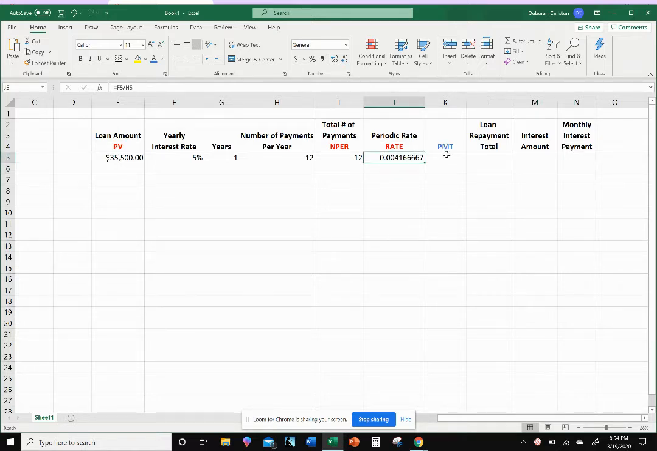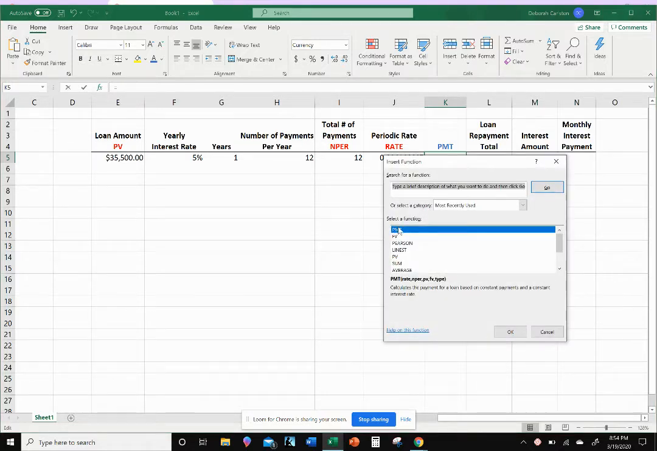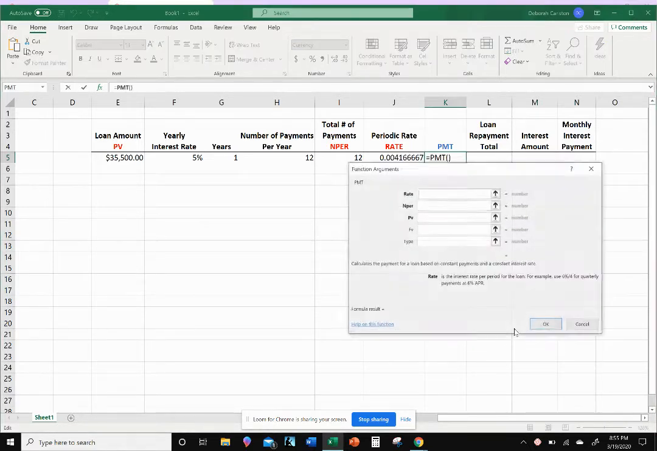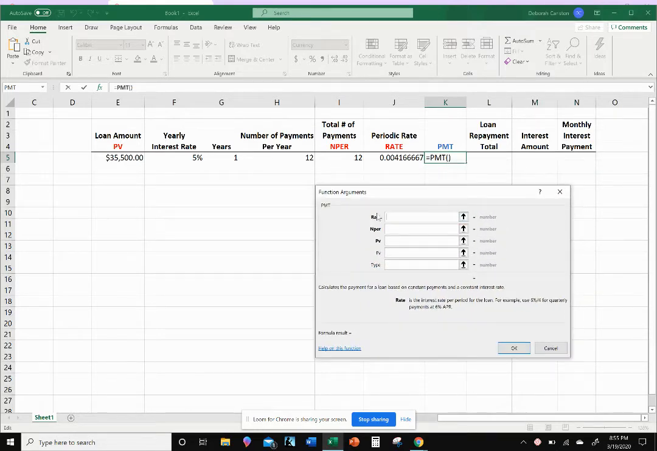Now I'm ready to figure out my payment. So I go up to the function area and I click on that. If you don't have payment in there, you can search PMT, or if you're doing a different language, just look up what the equivalent of these things are in your language. I know for Spanish it's pago, but for English it's PMT. I click OK.